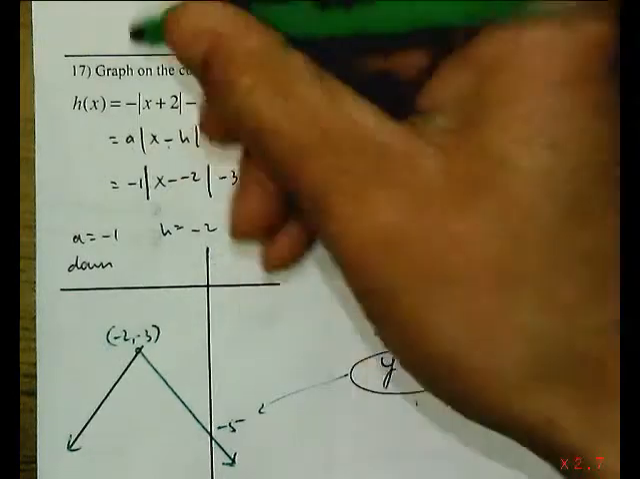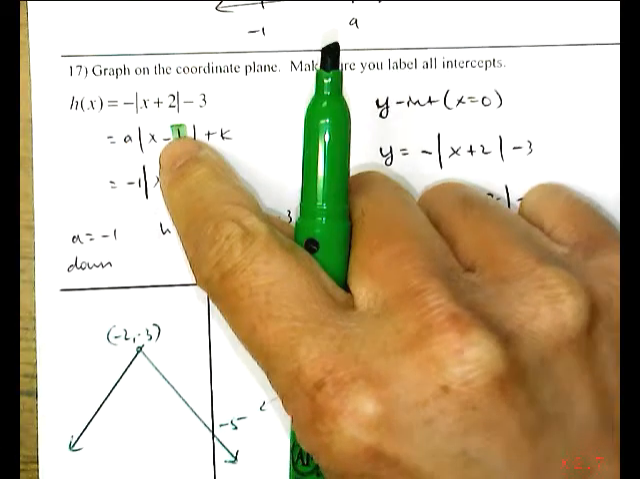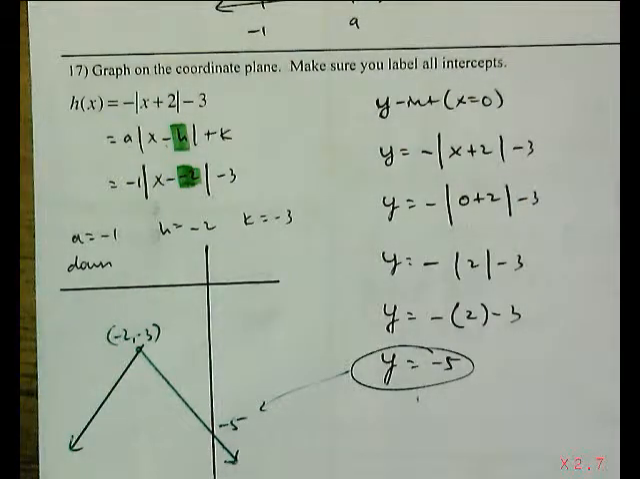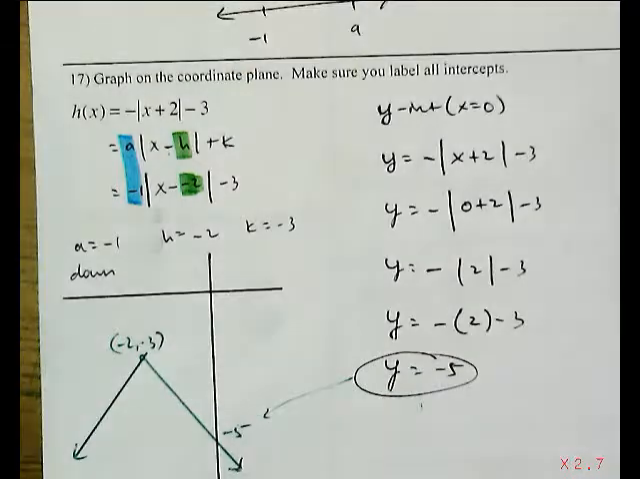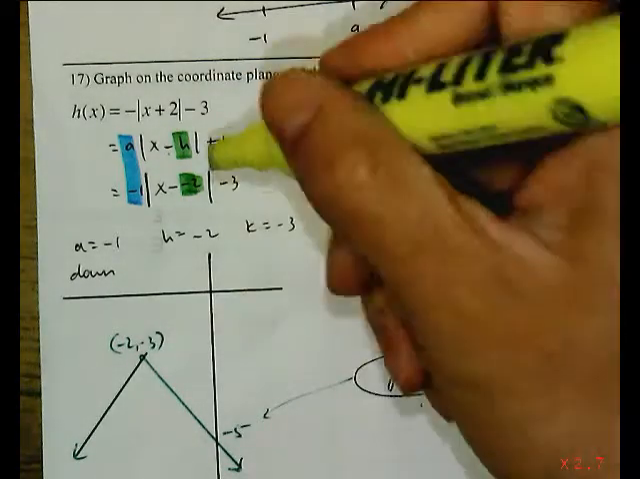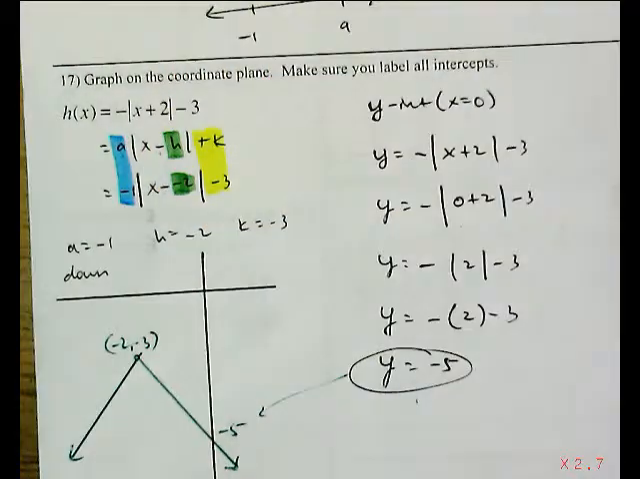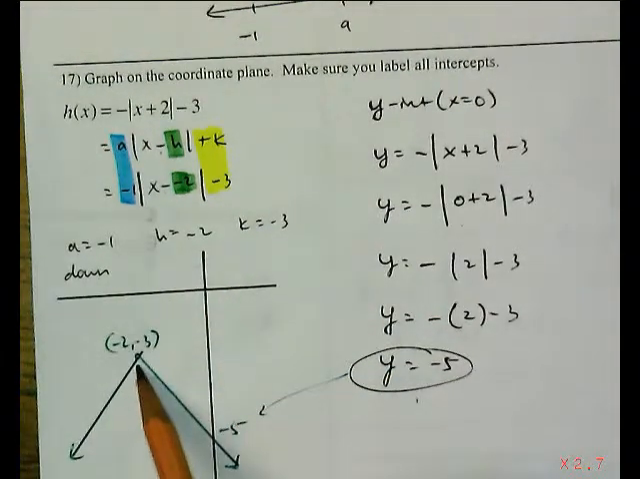And that way I can quickly identify my h value is negative 2. Notice how I didn't highlight that negative sign right there. And then your a value is negative 1, which tells me the graph opens down. That should be checked. And because my k value is negative 3, this tells me that it goes down. Your ordered pair is negative 2, negative 3.